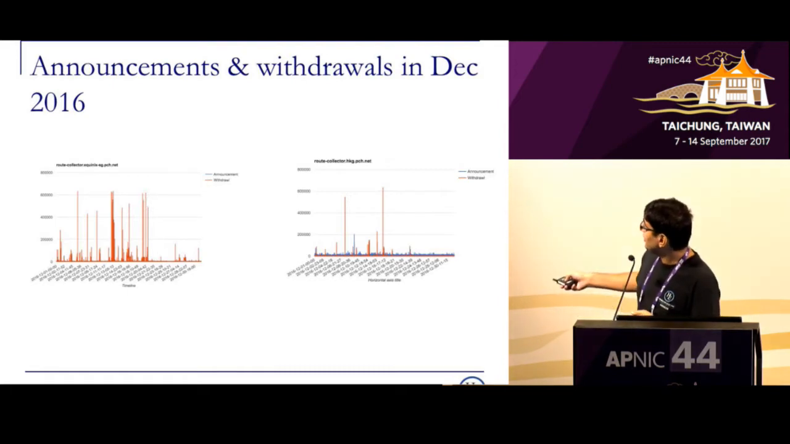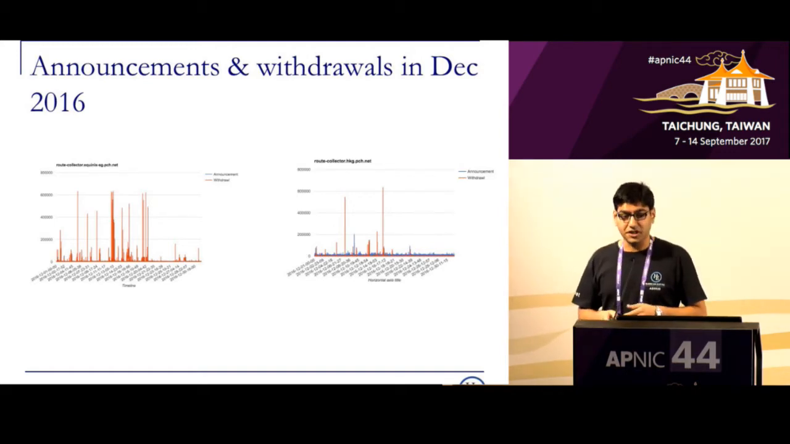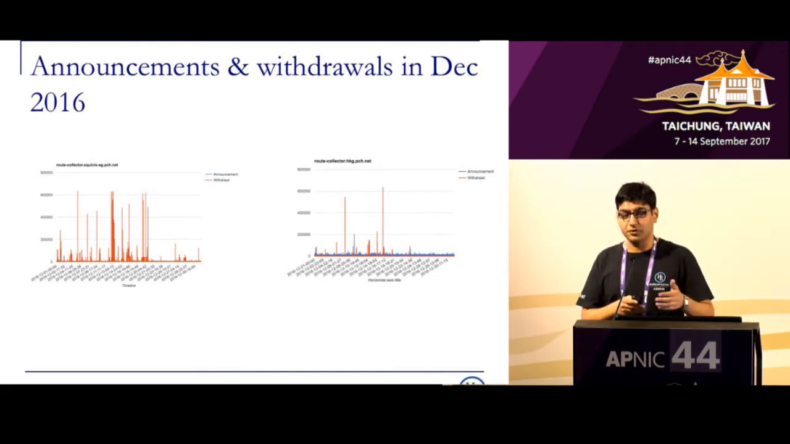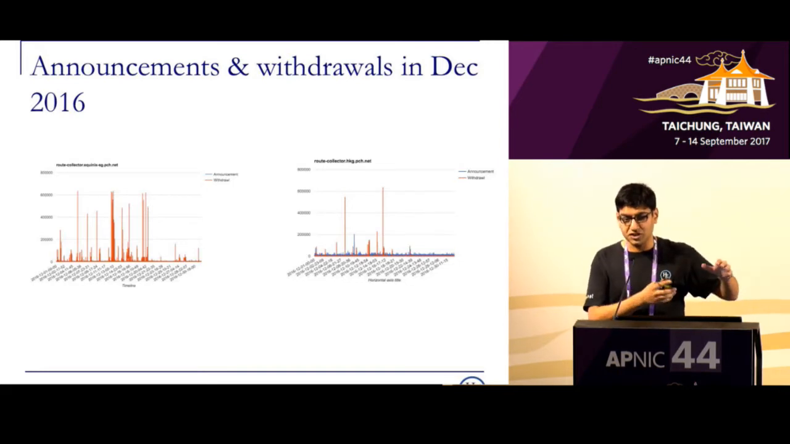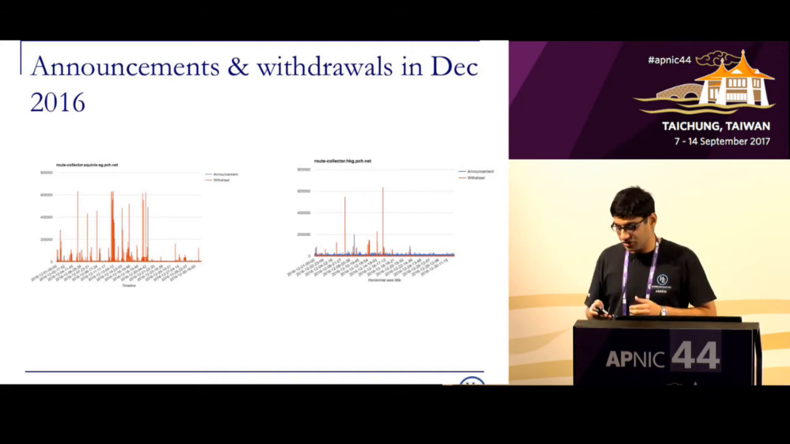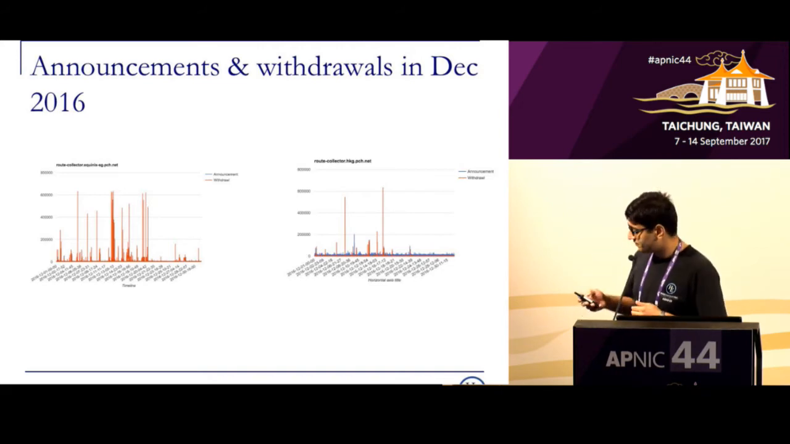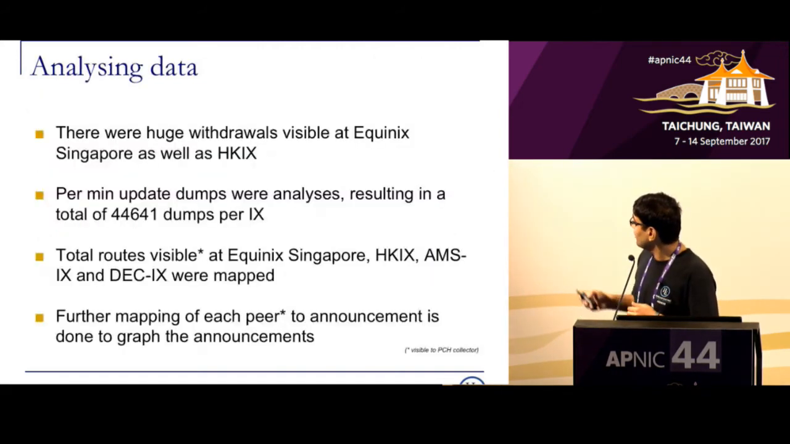As you can see in the picture over here, this is the route collector of PCH in APNIC Singapore, and this is for Hong Kong. We looked into 4 exchanges for this study. So we covered Equinix Singapore, Hong Kong, HKIX in Hong Kong, and we looked into DECIX in Frankfurt as well as AMS-IX in Amsterdam. So 2 key exchanges on the western side, 2 key exchanges on the eastern side.